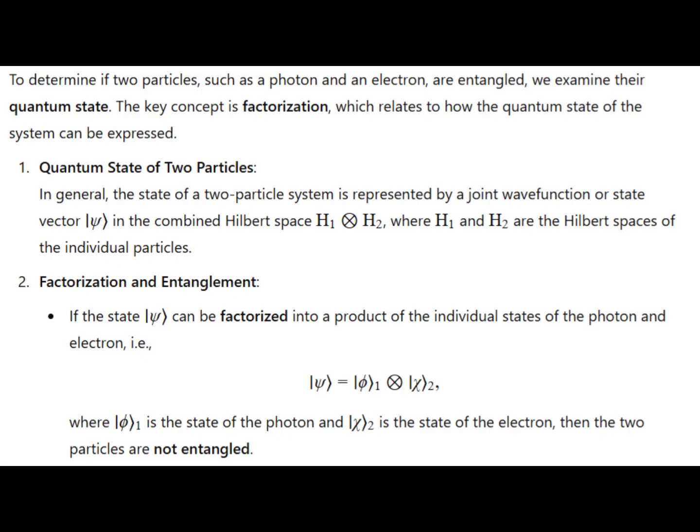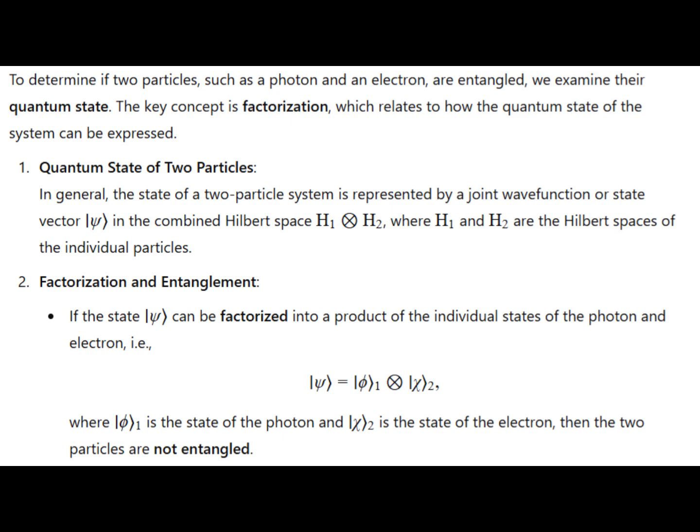To determine if two particles, such as a photon and an electron, are entangled, we examine their quantum state. The key concept is factorization, which relates to how the quantum state of the system can be expressed. Quantum state of two particles. In general, the state of a two-particle system is represented by a joint wave function or state vector in the combined Hilbert space, where H1 and H2 are the Hilbert spaces of the individual particles.